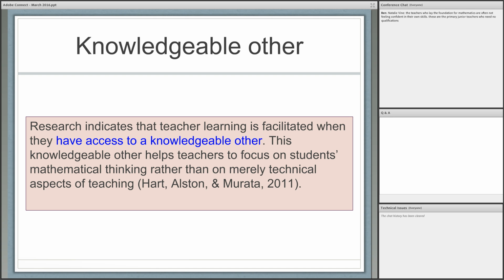And that knowledgeable other can come in a variety of different ways. It could be the math coach, it could be a school board math lead. It could also come from something that they're reading, so some reading material that might have a researcher voice in it, or a video that they're watching and reacting to. So the knowledgeable other doesn't always have to be an actual person in the room. One could structure their work around a knowledgeable other that comes in a different format.